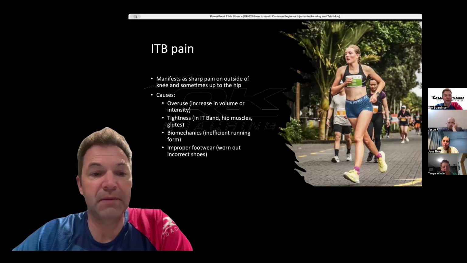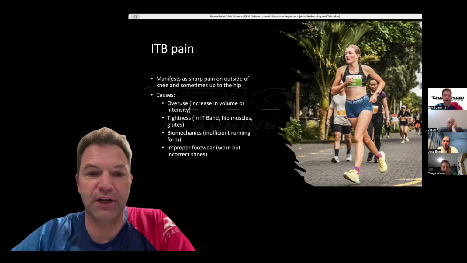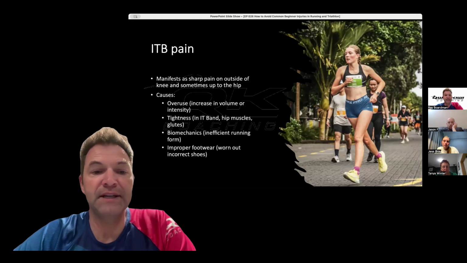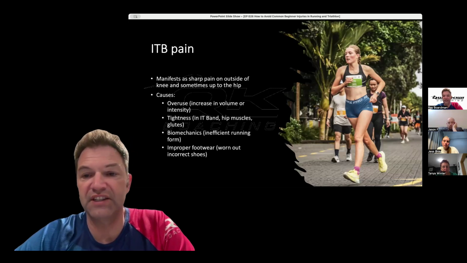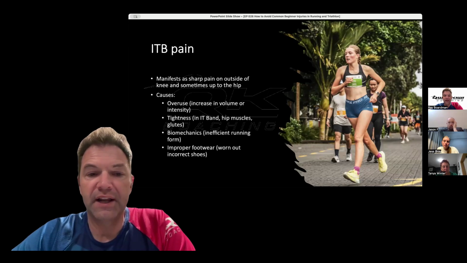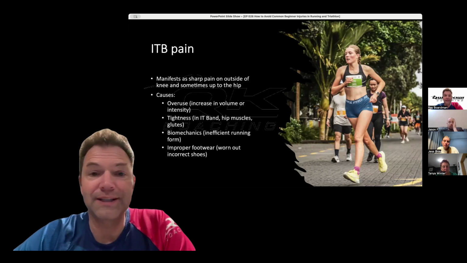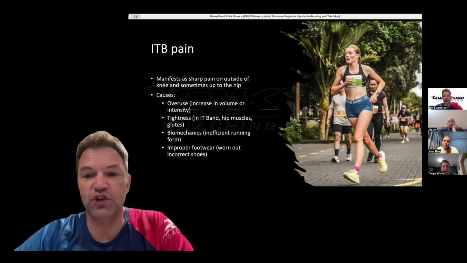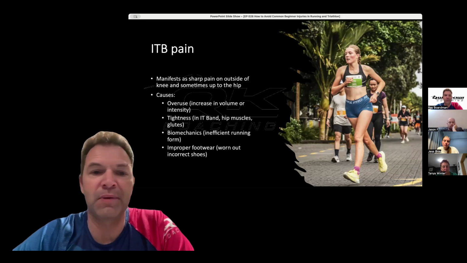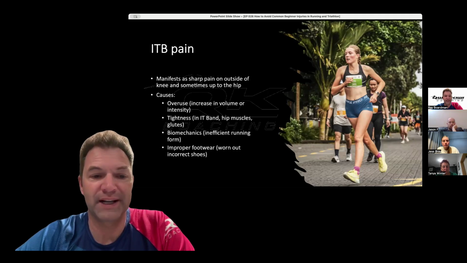Causes of ITB pain, once again, overuse, increase in volume or intensity, tightness through the ITB band, particularly with the hip muscles, the tensor fasciae lata, which is the main muscle that ITB attaches into, and also your glutes. Now, your ITB is not a muscle, it's a band. And so if you are trying to stretch it, holding it for 20 to 30 seconds, like is recommended for stretching muscles, is not going to be effective. You need to be holding that stretch for the ITB for a good 2 minutes plus.